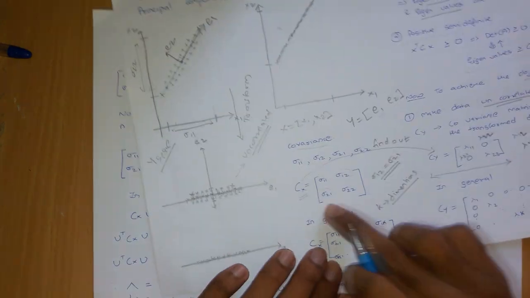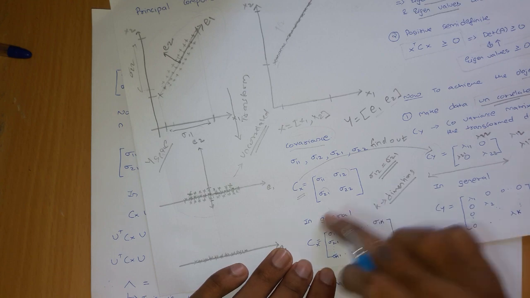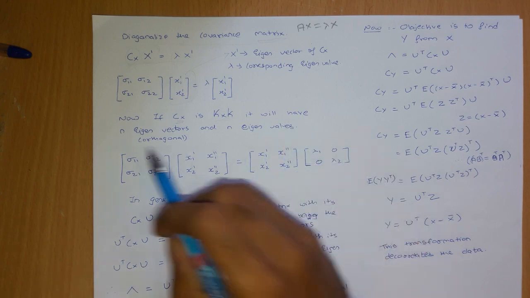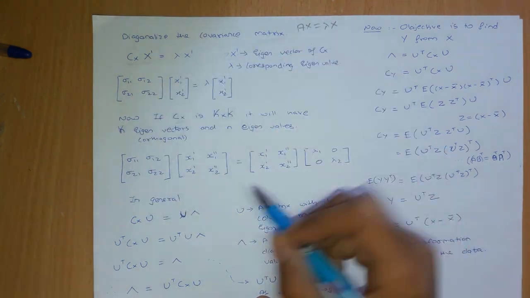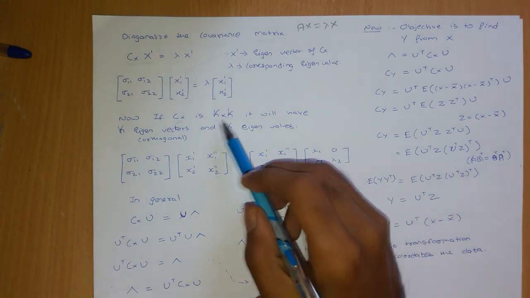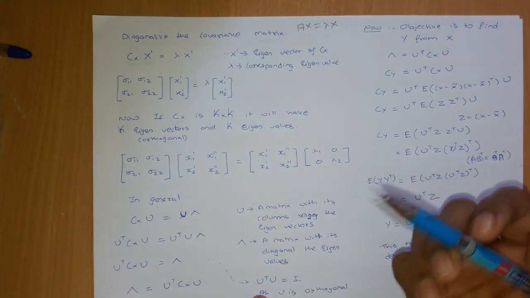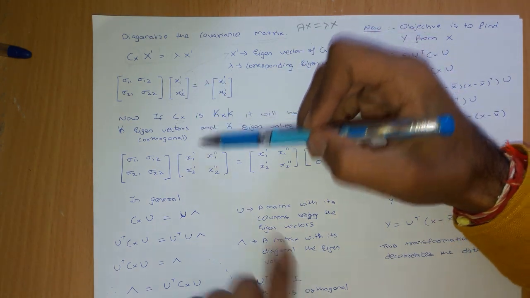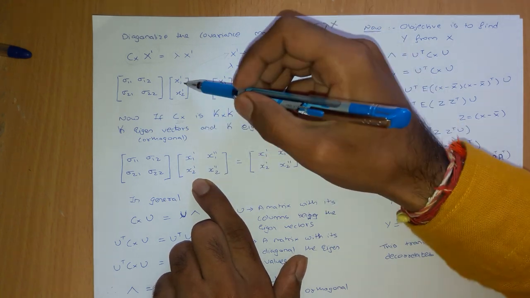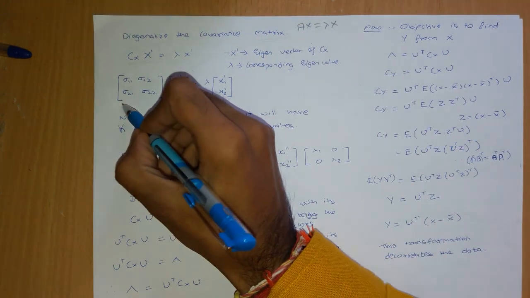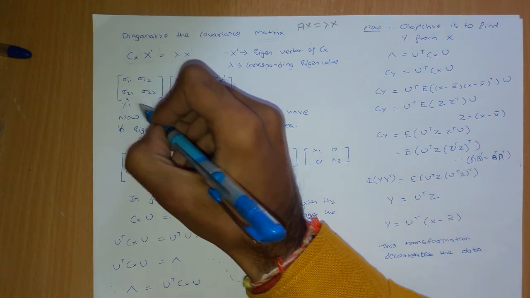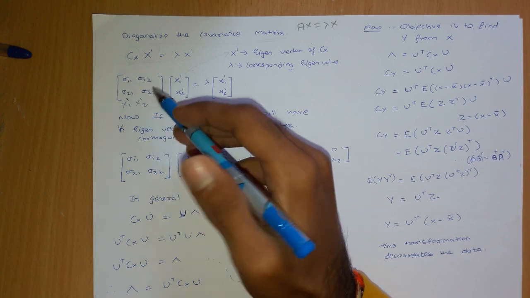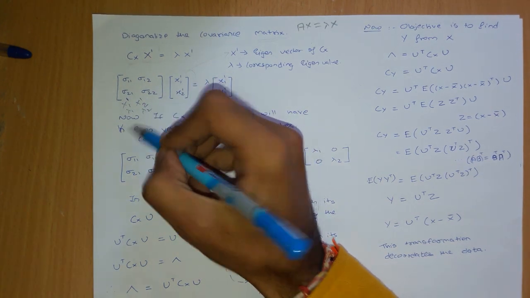Right, so I am having a k dimensional covariance matrix. If Cx is k cross k, it will have k eigenvectors and k eigenvalues. So I can have a matrix over here where, for two eigenvectors, say x dash 1 and x dash 2, these are two eigenvectors of this particular thing, and these will have lambda 1 and lambda 2 as eigenvalues.